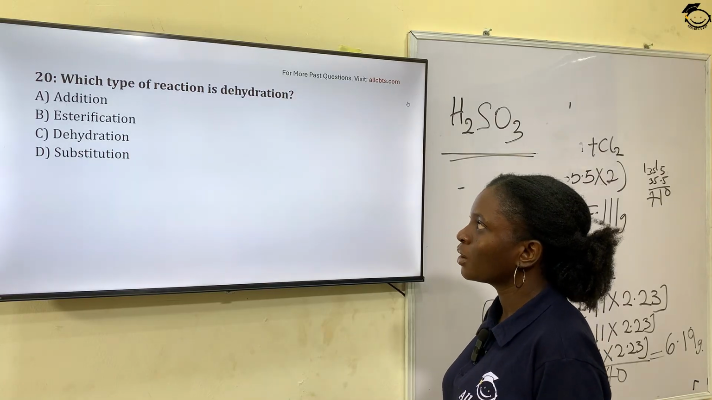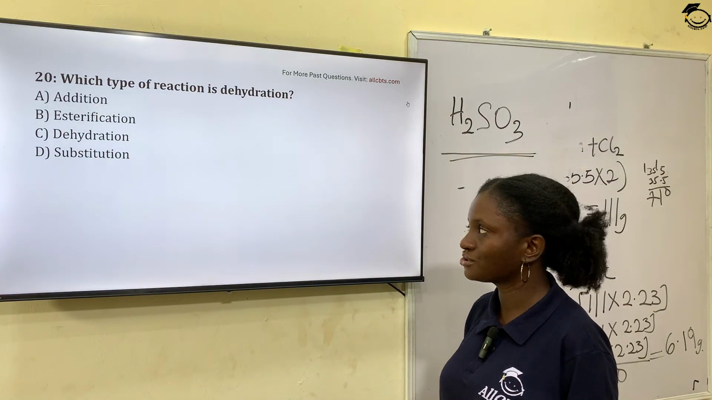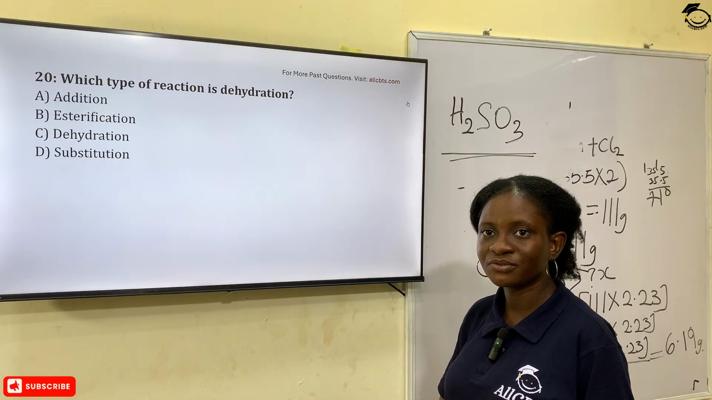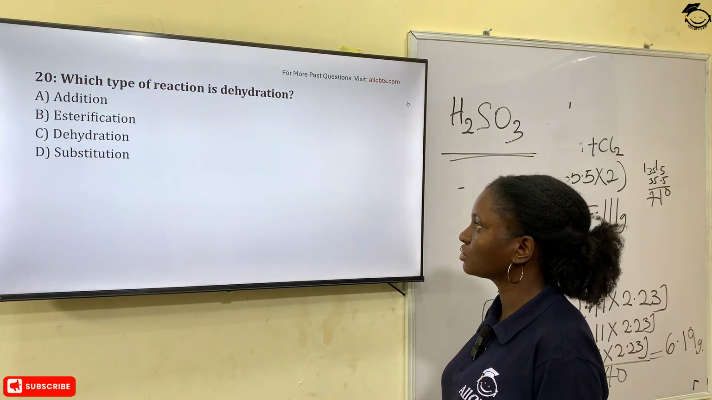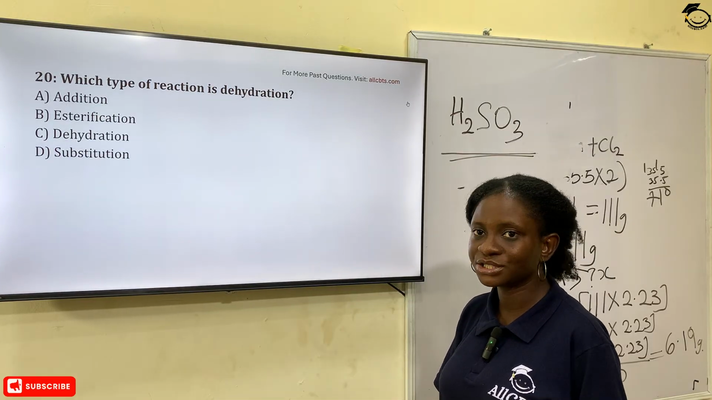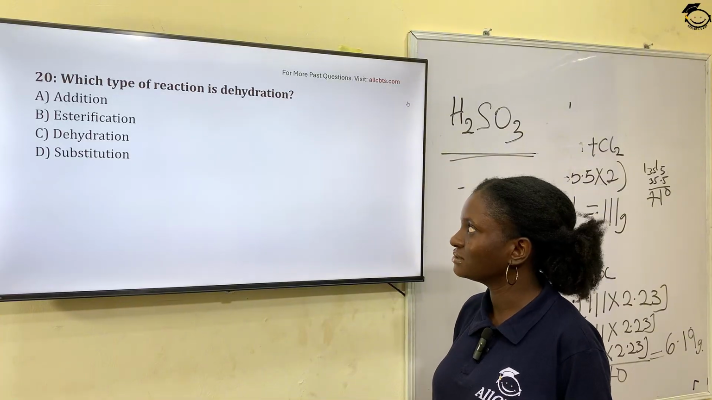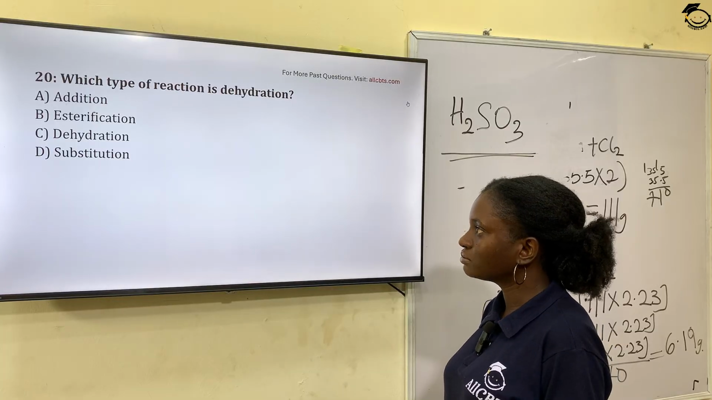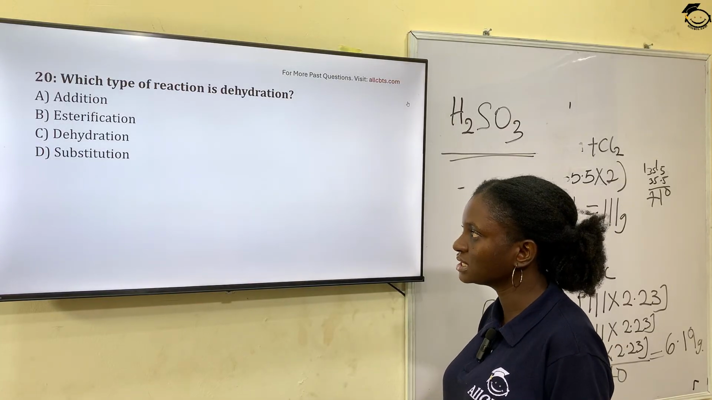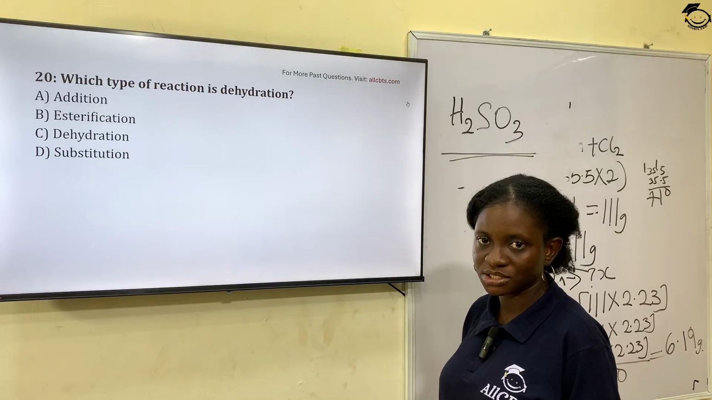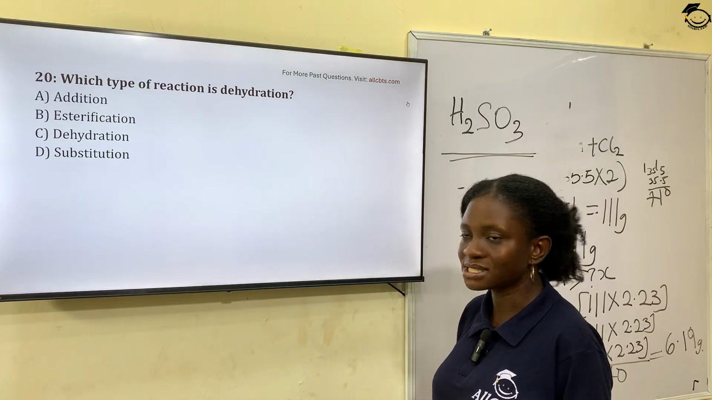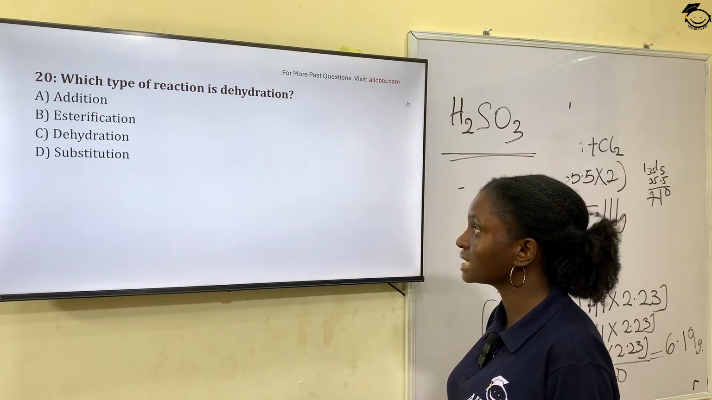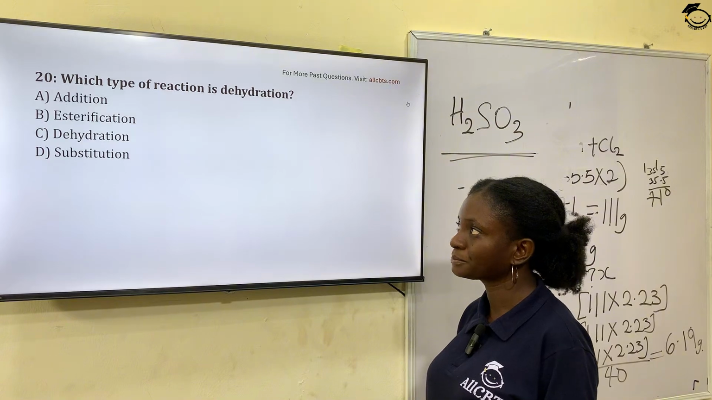Question 20. Which type of reaction is dehydration? Dehydration means removal of water molecules. We have option A, addition reaction. Nothing is being added. It is removal of water. Option B, esterification. Option C, dehydration. Option D, substitution. Nothing is being substituted. So option C, dehydration, is the type of reaction. Option C is the correct answer.